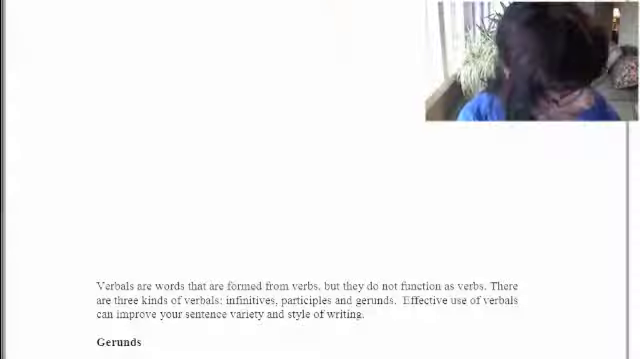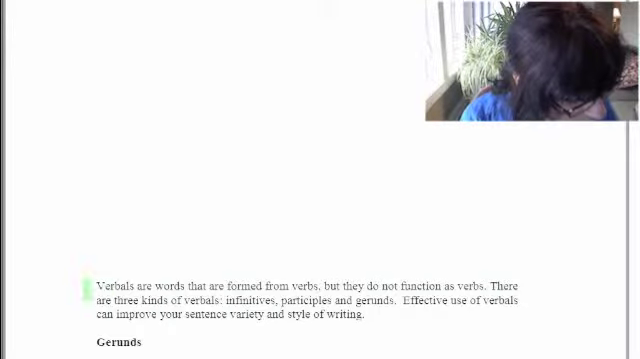Hello, welcome. I would like to discuss the role of gerunds in a sentence. So if you could follow along with me, please, and I'll give you some definition of a gerund, some examples of gerunds, and what the function of a gerund is and why they're beneficial. How can they help you with your writing?